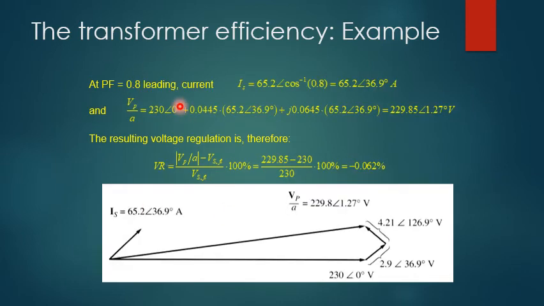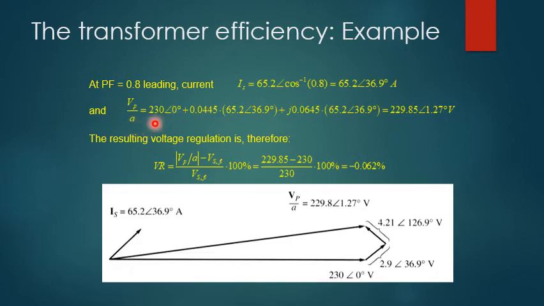Proceeding to solve this particular example in case of a leading power factor of 0.8, in this case Is would be 65.2 at cos inverse of 0.8, which comes out to be 65.2 amperes with a positive 36.9 degree angle assigned to the current.